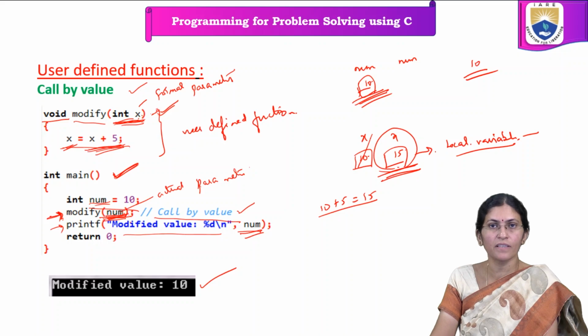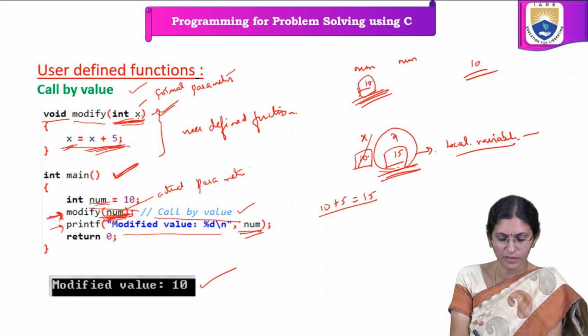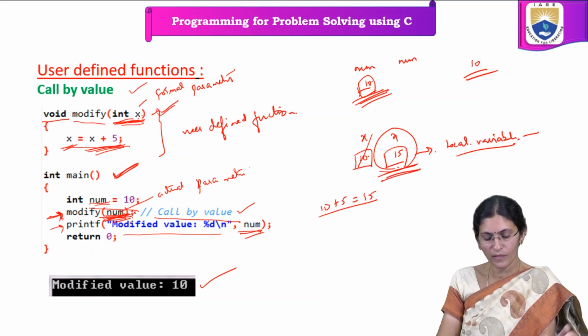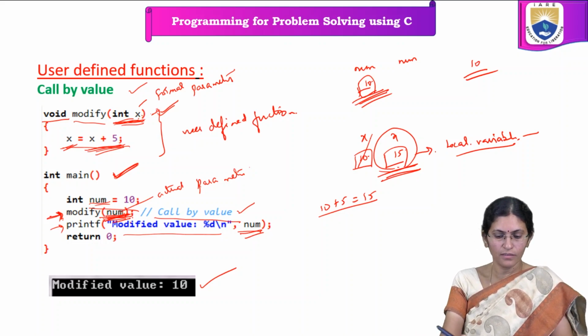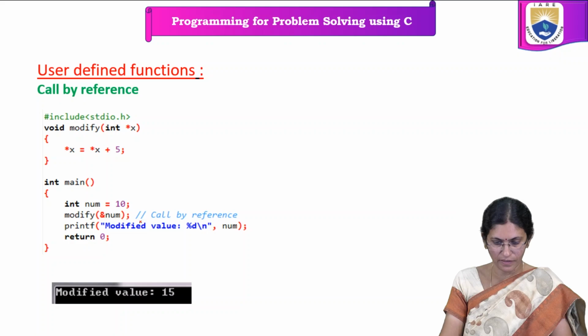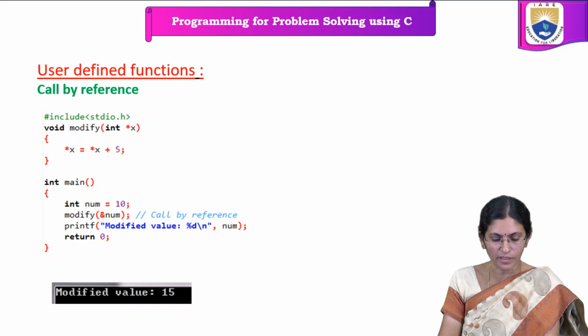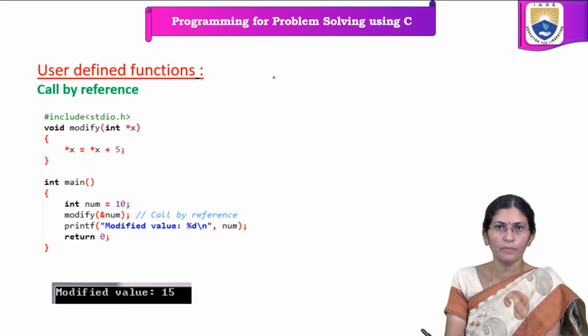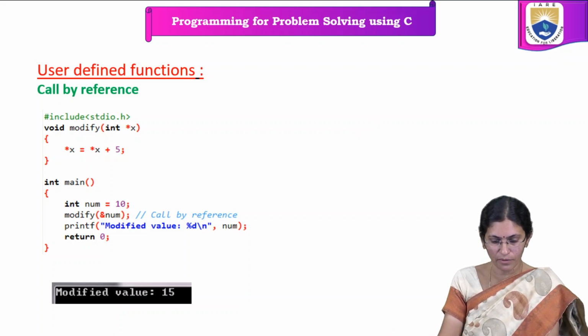So call by value is nothing but a copy of the actual parameters is created for the formal parameters. And even if you change the formal parameters, there is no change in the actual parameters. Next one is call by reference. So what is call by reference here? Instead of passing values to the called function, we are passing the addresses of the variables here.